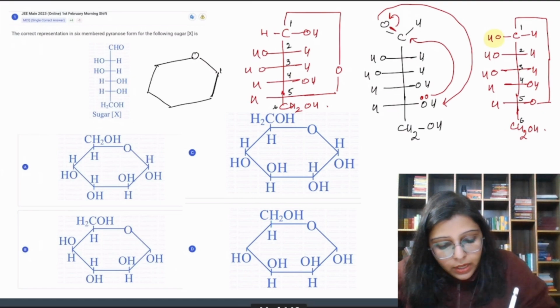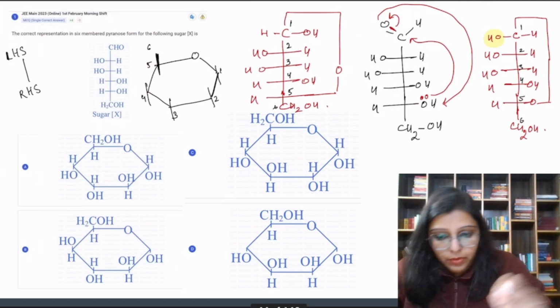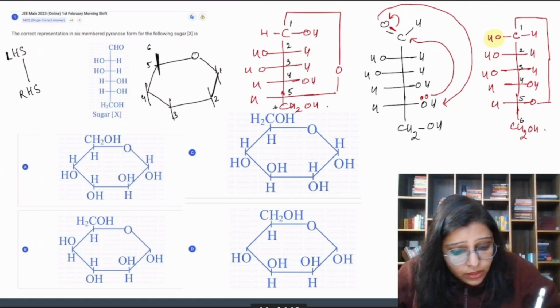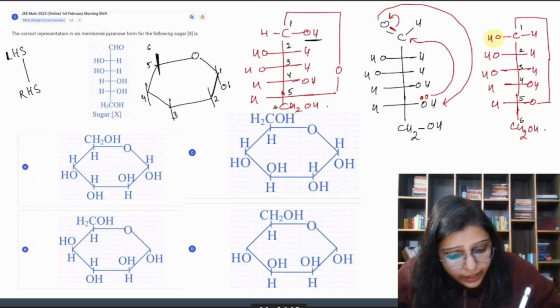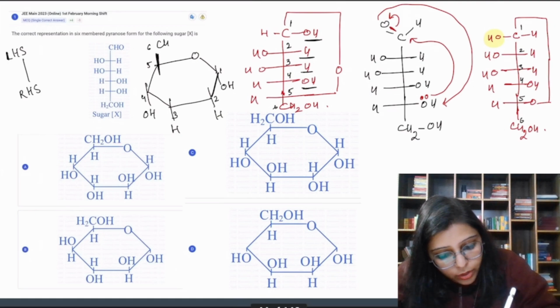So this is carbon number 1, this is 2, this is 3, this is 4, this is 5, and here we write 6. Like this, na? We have this. Okay. Now the right hand side group we are going to write below the plane and the left hand side above. So let's see this one. Here OH is on the right hand side, then H on the right hand side here, then H on the right hand side here, OH on the right hand side here, and this CH2OH is going to be above always. Okay, so we can write the structure as this.